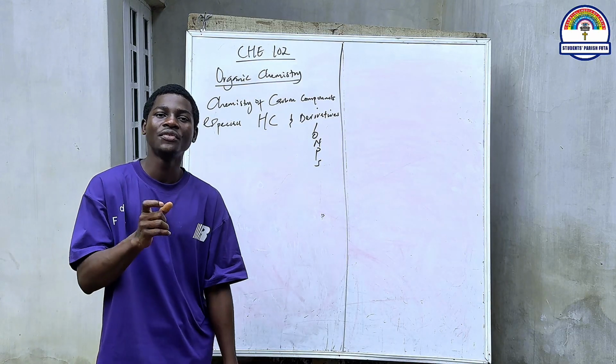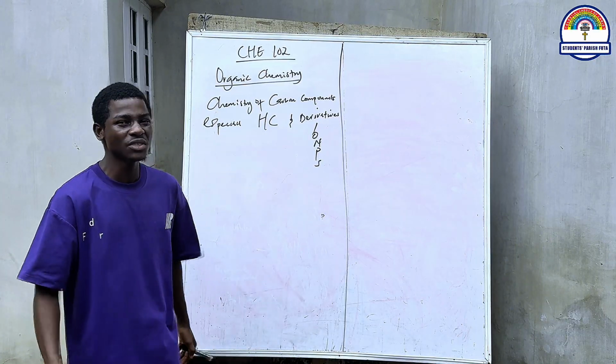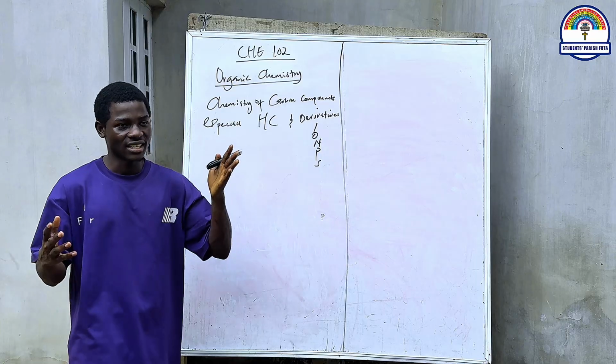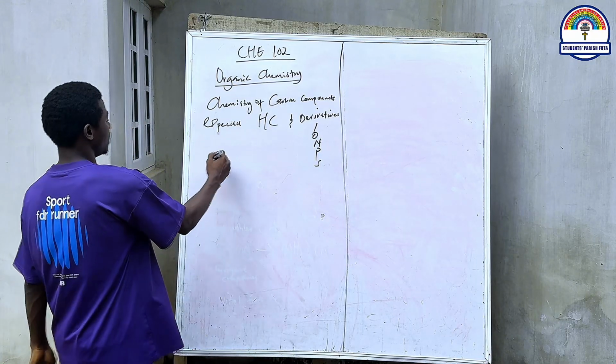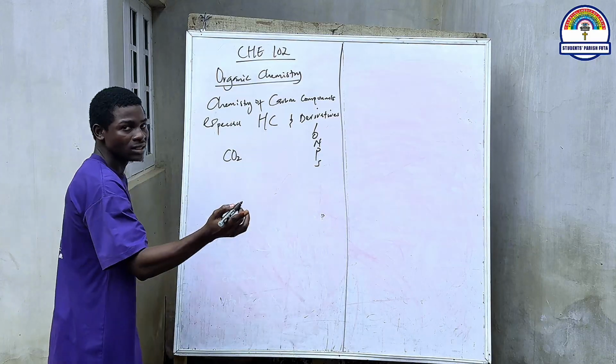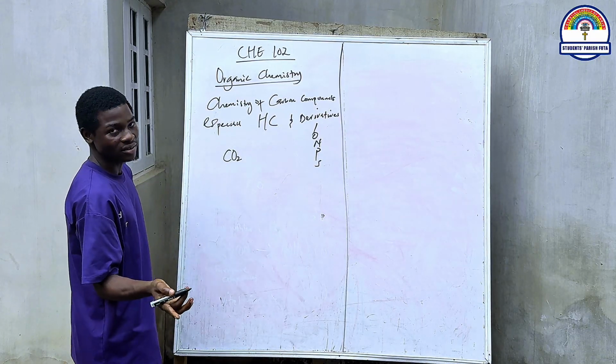Although not every compound that has carbon in it is an organic compound, the majority are. So it's still safe to say that organic chemistry is the chemistry of carbon compounds. Some inorganic compounds have carbon in them. You have the likes of carbon dioxide. This can be produced in the laboratory, so that is why it is an inorganic compound.